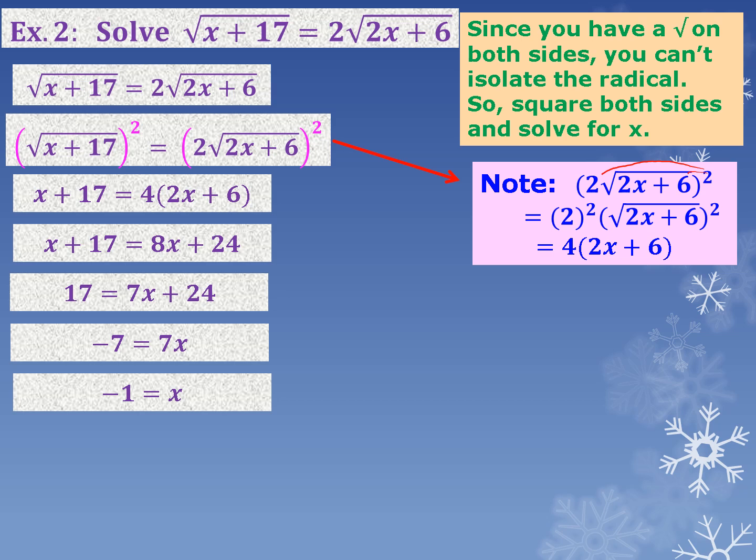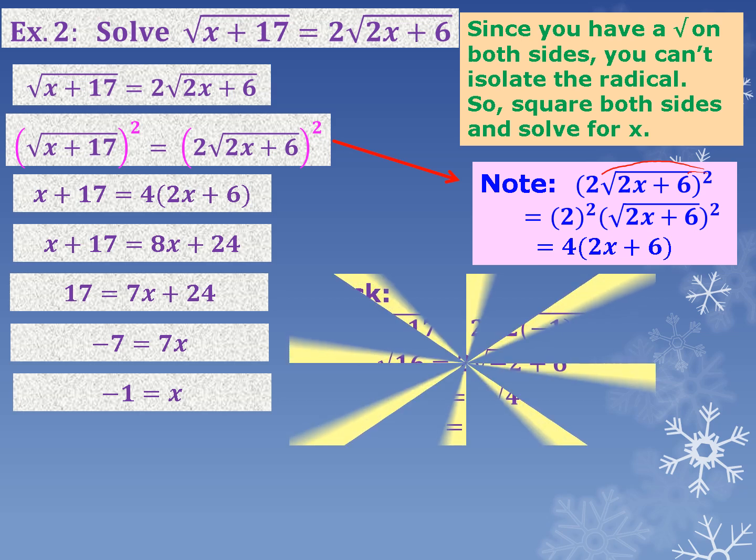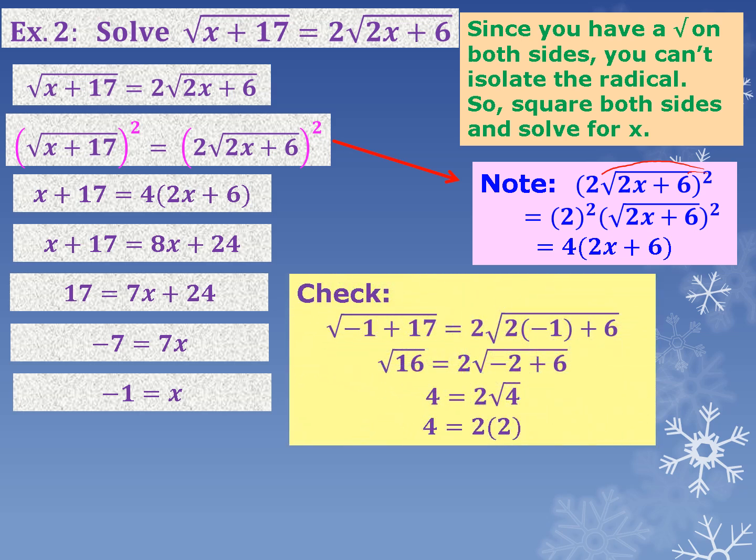Now, I'm just telling you, not every answer will be x is negative 1. This is just kind of a fluke that it turned out to be that way. So again, we don't want to say, okay, it's right and not check it. What we want to do is plug it back into the equation and make sure that it makes a true statement. So negative 1 plus 17 is 16. The square root of 16 is 4. And on the right, 2 times negative 1 is negative 2. Negative 2 plus 6 is 4. The square root of 4 is 2. 2 times 2 is 4. So that makes a true statement. So we can declare x equals negative 1 to be the solution.